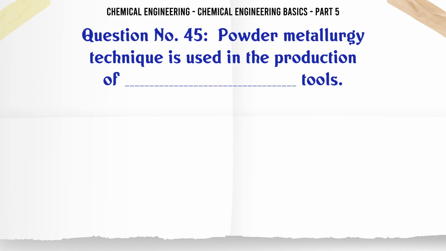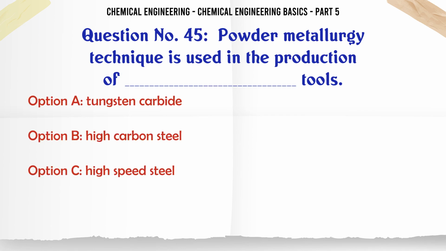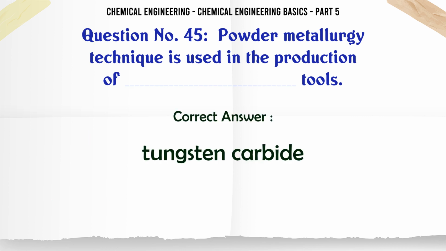Powder metallurgy technique is used in the production of blank tools. A. tungsten carbide, B. high carbon steel, C. high speed steel, D. drilling. The correct answer is tungsten carbide.